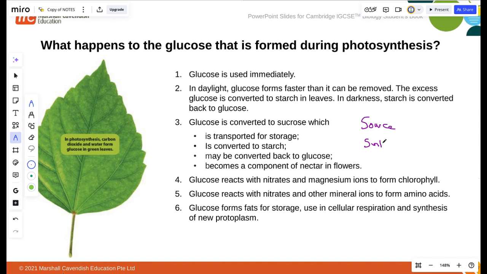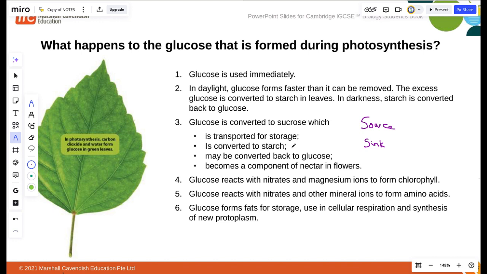Okay, so this is what the plants do. They manufacture the glucose, convert the excess, store it, and transport it to the storage location. When they need it, they convert it from starch back to glucose. Is that okay? They reconvert it back to glucose.